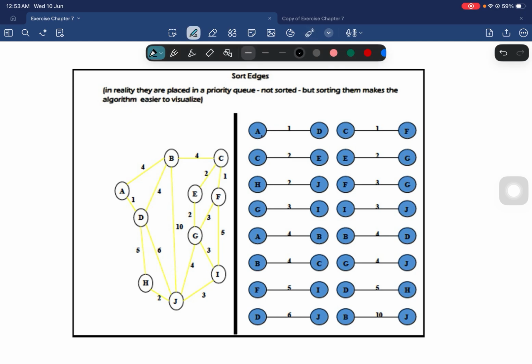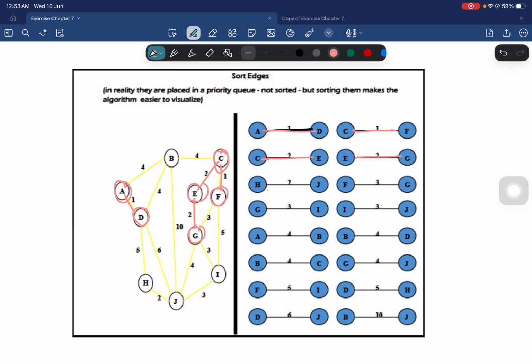The first one, A to D. I will choose this color. So we start with A to D. We take it. Next, C to F. We take it too. And then we have C to E. Then we take it too. And we have E to G. Then we take it too.